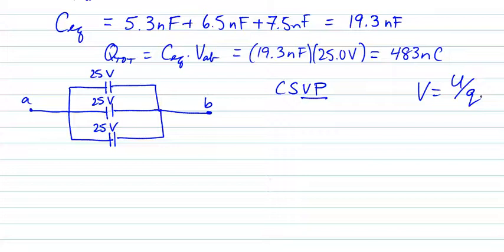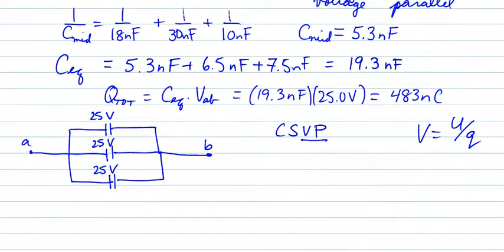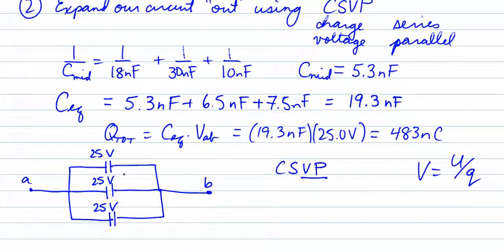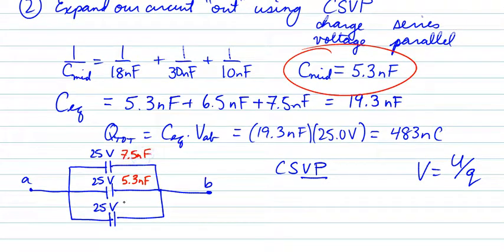So this is kind of a similar idea. Okay, and the other thing we can do is go back and label each of the capacitances on these routes, if you will. We know the middle is 5.3 because we found that earlier, and we also know that the top is 7.5 and the bottom is 6.5.